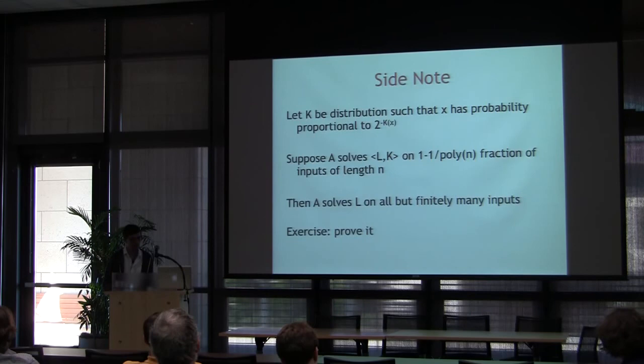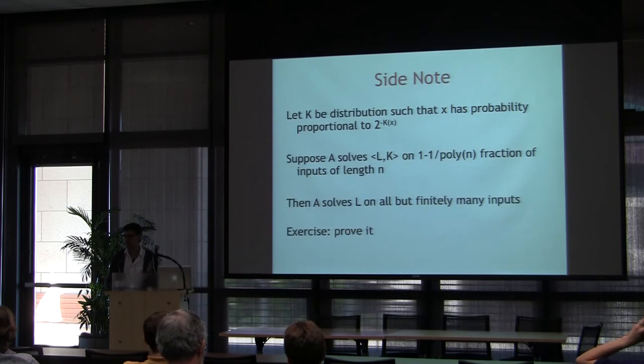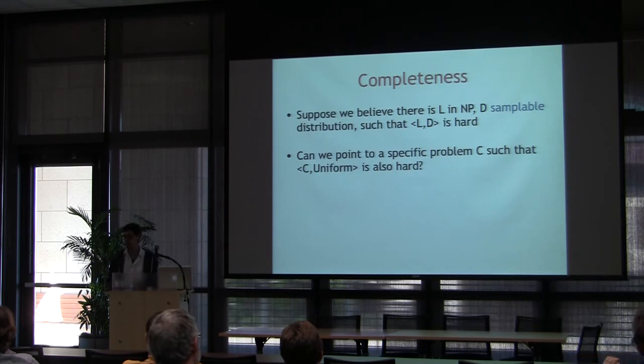So, to get started on a theory of average case complexity for NP that is really different from the worst case complexity, you must rule out special distributions like this. And so the most natural restriction is to just look at sampleable distributions, distributions that are obtainable or approximable by the output of a probabilistic procedure.